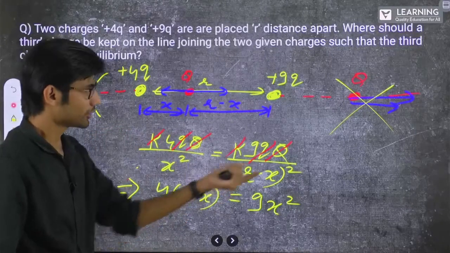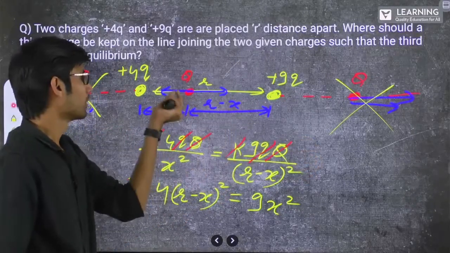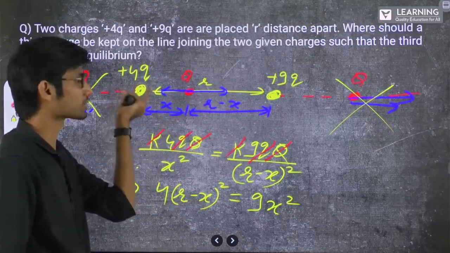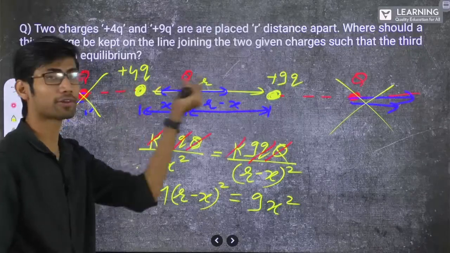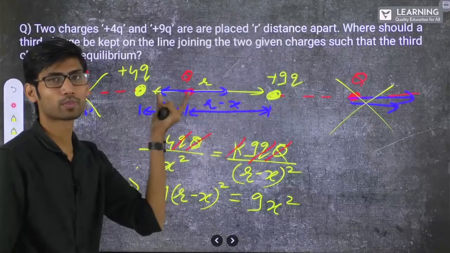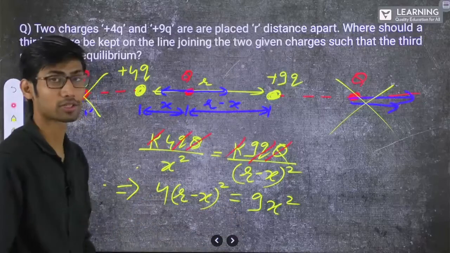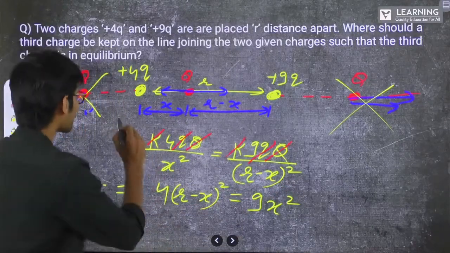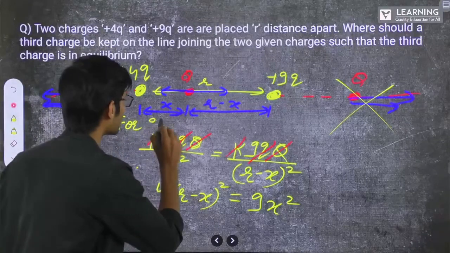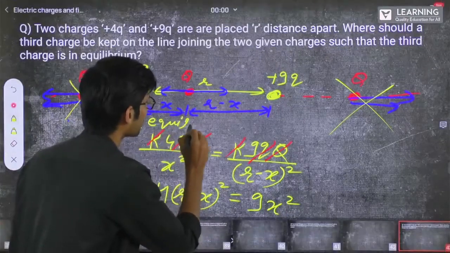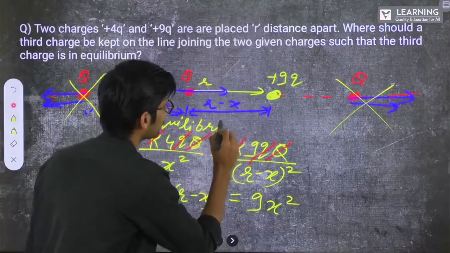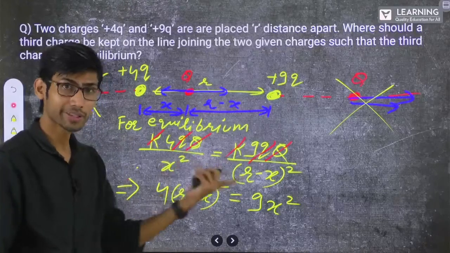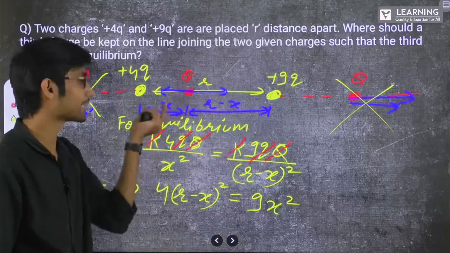You can also write, for this charge to be in equilibrium, the net force should be 0. That means the force on this due to this plus the force on this due to this should be 0. After that you can start solving. Now if I take the square root on both sides, I'll write for equilibrium. Otherwise some people will ask how they became equal. They did not become equal. I am making them equal by keeping this charge at some distance.